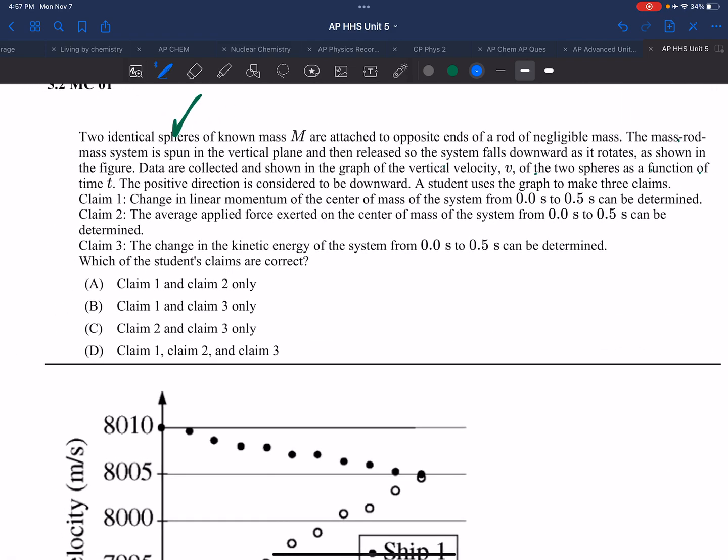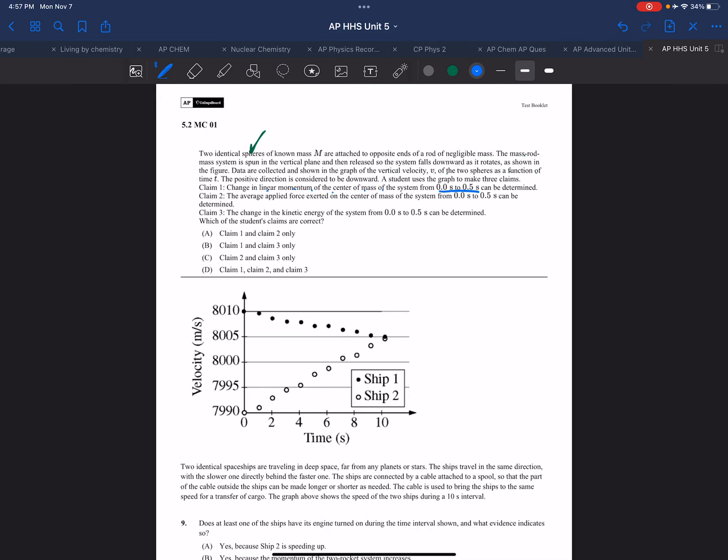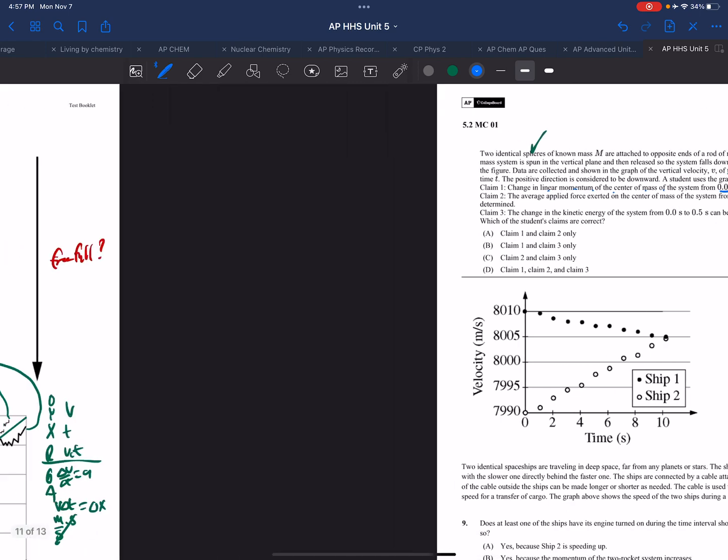All right, the student used the graph to make 3 claims. Claim 1, the change in the linear momentum of the center of mass from 0 to 0.5 seconds can be determined. The change in linear momentum of the mass.